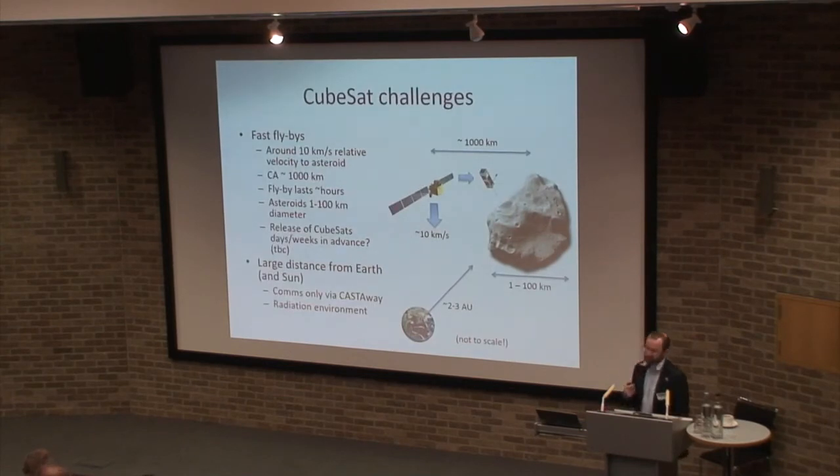There are a lot of challenges though for CASTAway. Firstly, these are fast flybys that we perform at each asteroid. The main spacecraft is going by these things at about 10 kilometers a second, about 1,000 kilometers range, so the whole flyby sequence is lasting a few hours. So your CubeSats are going to be short-lived things. We're far from the Earth and the Sun, so the only way you can communicate is via relaying it via the main spacecraft. And of course, you've got an interesting radiation environment out in the asteroid belt.